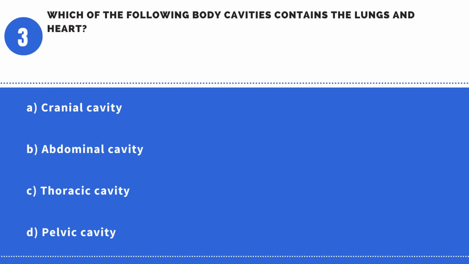Question 3. Which of the following body cavities contains the lungs and heart? A. Cranial cavity. B. Abdominal cavity. C. Thoracic cavity. D. Pelvic cavity.